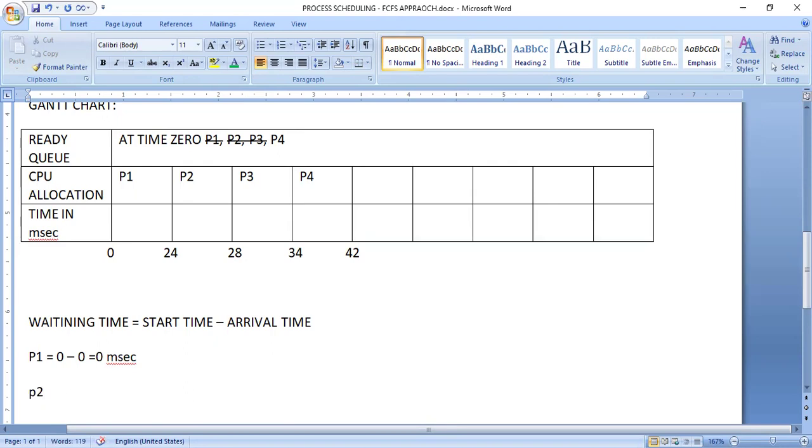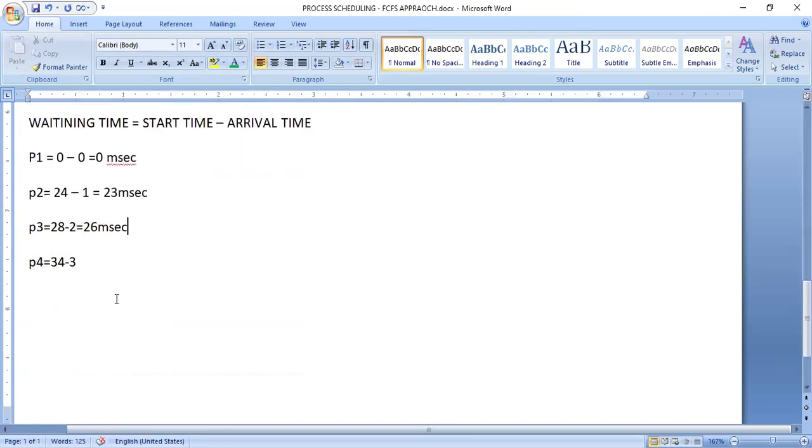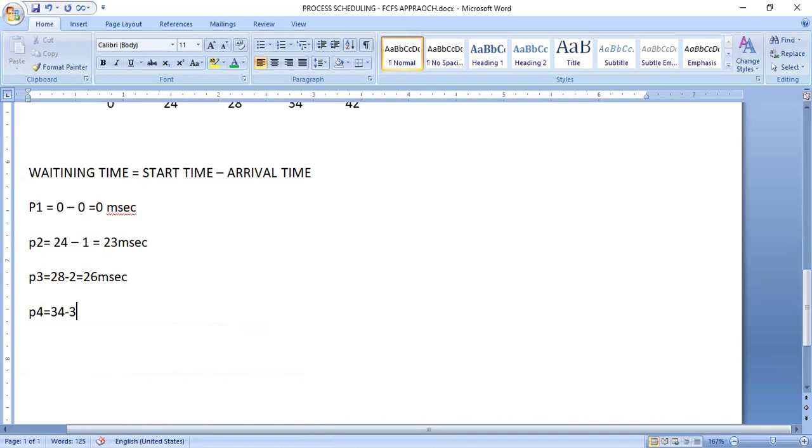Similarly, follow with P2. P2 starting time minus arrival time of 1, so 24 minus 1 becomes 23 milliseconds. Similarly, you can write for P3 with the same formula, starting time minus arrival time. The starting time of P3 is 28 milliseconds, minus arrival time of 2 milliseconds. So it becomes 26 milliseconds. Similarly, for process P4, the last process in the table, the starting time is 34 minus arrival time 3. So 34 minus 3, how much? 31.